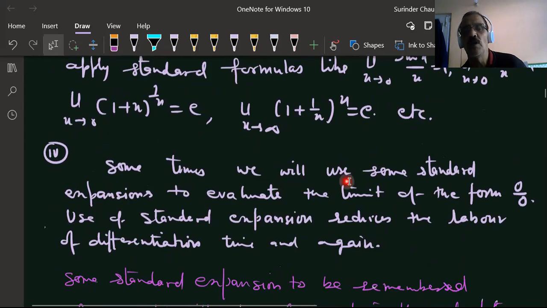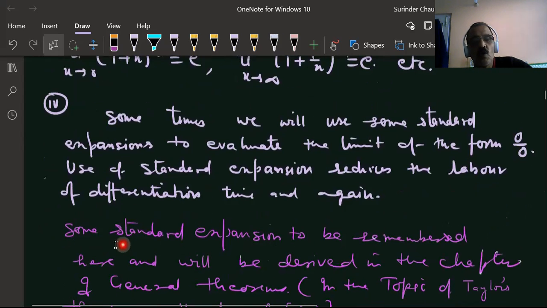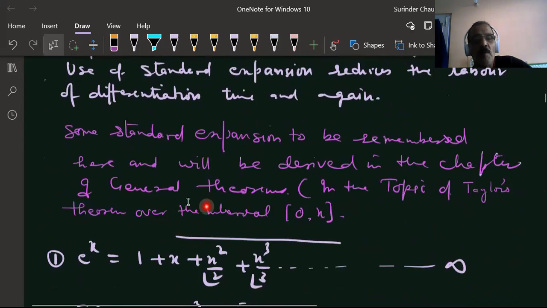Sometimes we will use some standard expansions to evaluate the limit of the form 0 by 0. Use of the standard expansion reduces the labor of differentiating, time and energy. So we have to remember these standard forms. Some we have derived in the earlier classes, and others we derive in the chapter of general theorems with the help of Maclaurin's form.